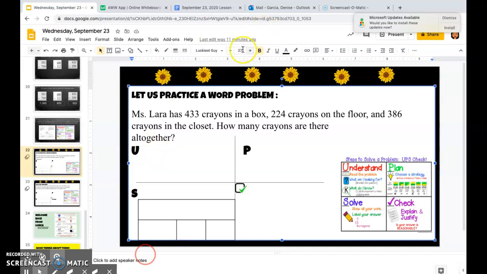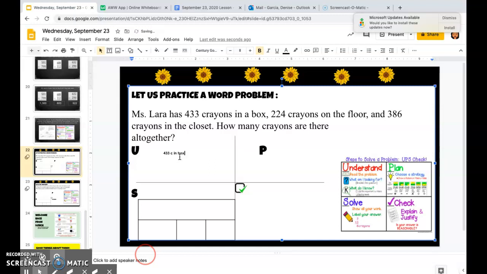I'm going to go ahead and write this down in my understand because that's what I know. I'm not going to write down the entire sentence, but I am going to write down parts of it. I'm going to say 400. Ooh, that is too small. 400. Oh, that's not bad. 433 crayons. C for crayons in box.